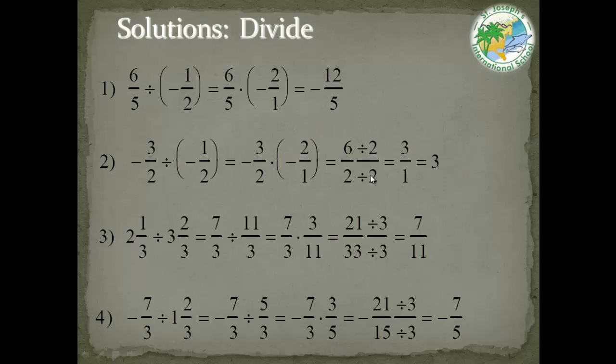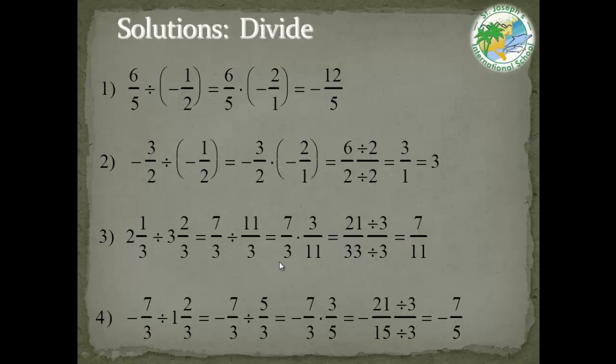The third question: change the mixed number into an improper fraction. 3 times 2 is 6, plus 1, 7 over 3. Divided by 3 times 3 is 9, plus 2, equals 11 over 3. This is our question. Now keep 7 over 3, change to times, flip 11 over 3. Now we multiply: numerator times numerator equals 21, denominator times denominator 33. Both numbers are divisible by 3, equals 7 over 11.